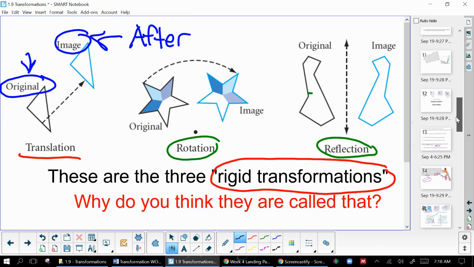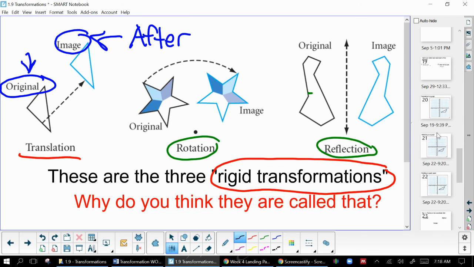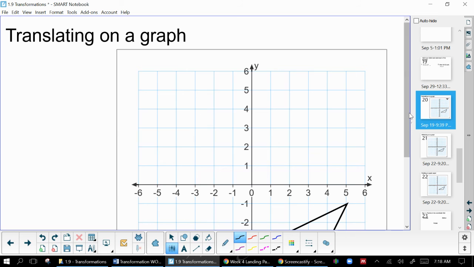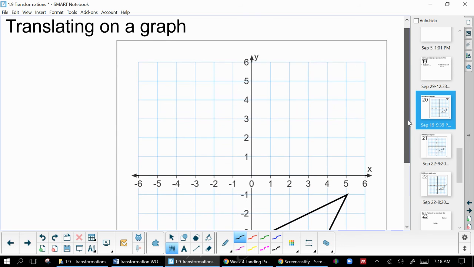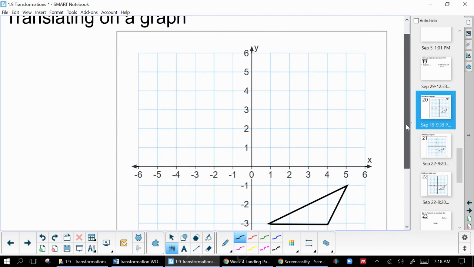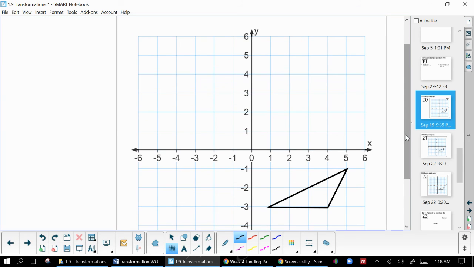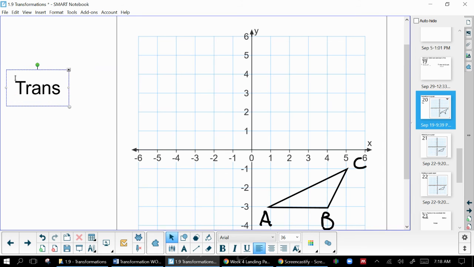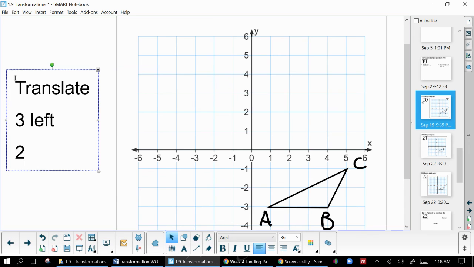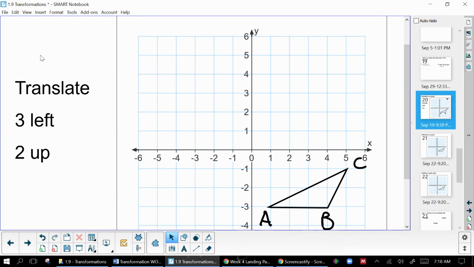So we're going to do three examples here, and then we'll look at what it looks like on the computer application we're going to be using. Here we've got our first figure. It'll always be labeled A, B, C, and I'll keep these labeled the same way as we go. When you get a translation like this, it's going to be marked a couple of different ways. The first way is it could just say translate 3 to the left and 2 up. That's going to be the simplest option.